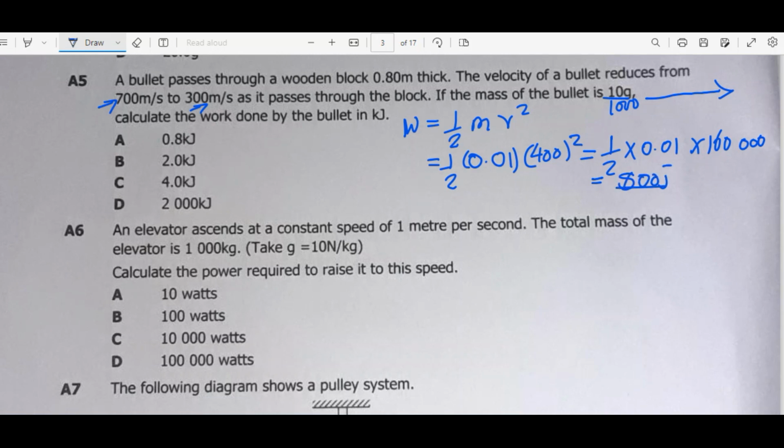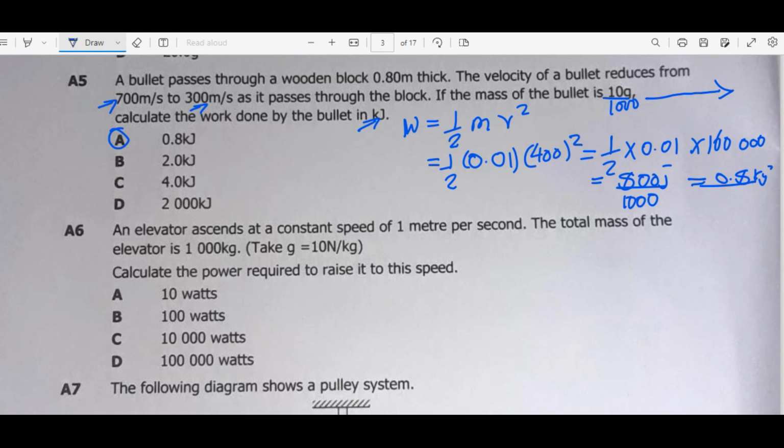800 joules. Remember, the question is we need to give our answer in kilojoules. So how do we convert joules into kilojoules? You divide by 1000. Remember, kilo means 1000. 800 divided by 1000 will get 0.8 kilojoules. Our answer is A.